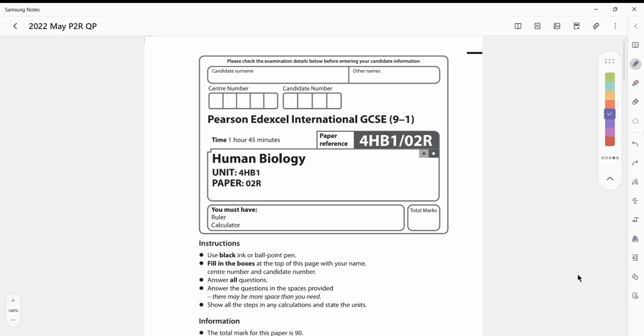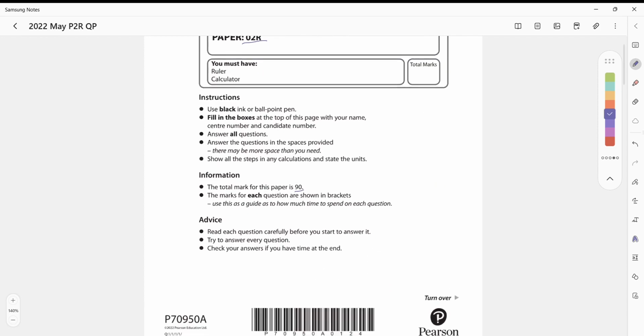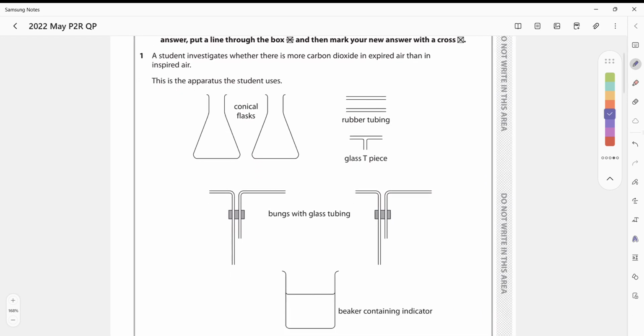Hi everyone, today we'll be covering the IGCSE Human Biology 2022 May paper 2, but this is the R version, so 2R version. So this paper is worth 90 marks and you'll be tested on the entire syllabus.